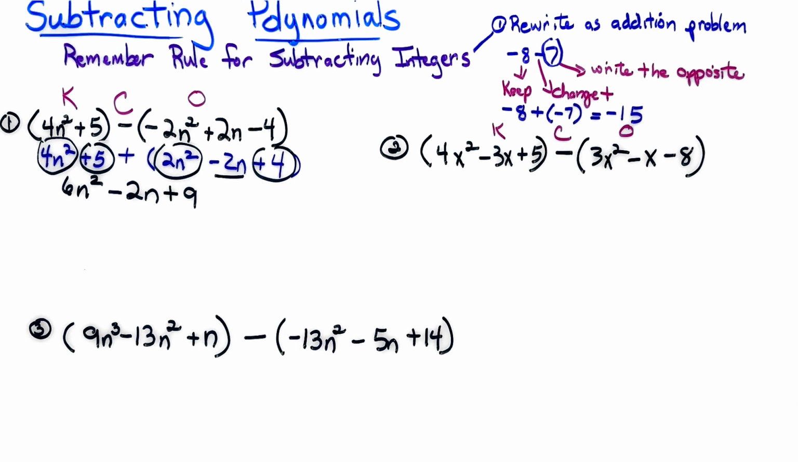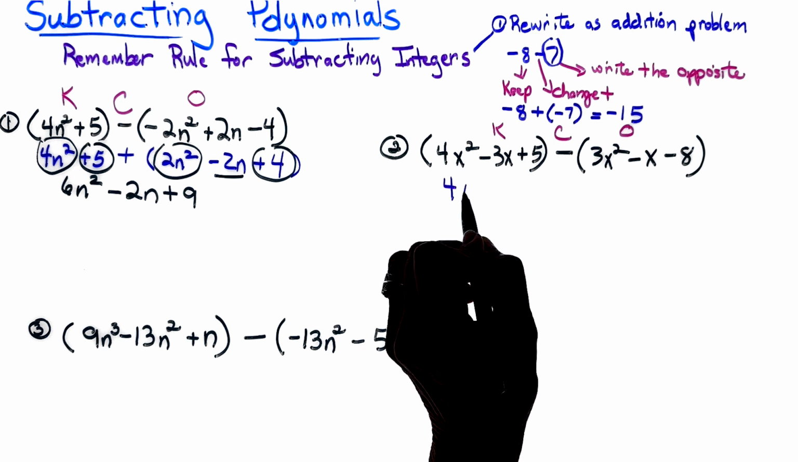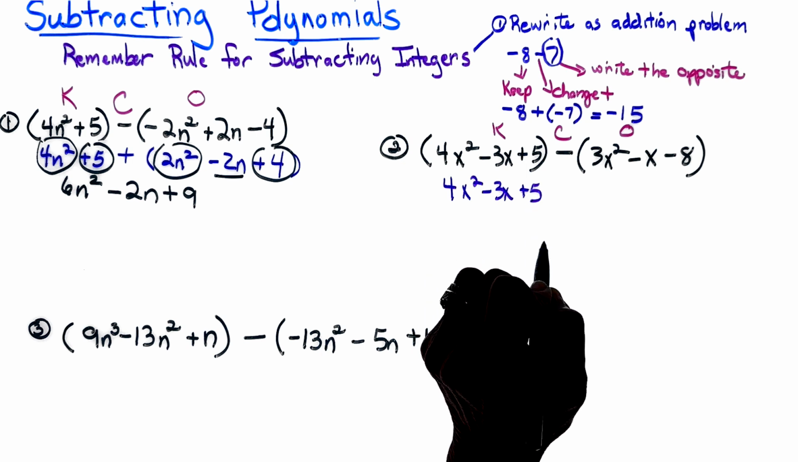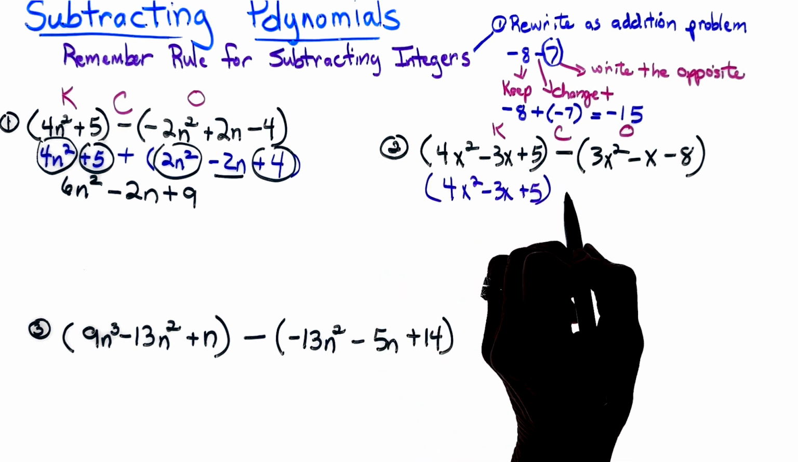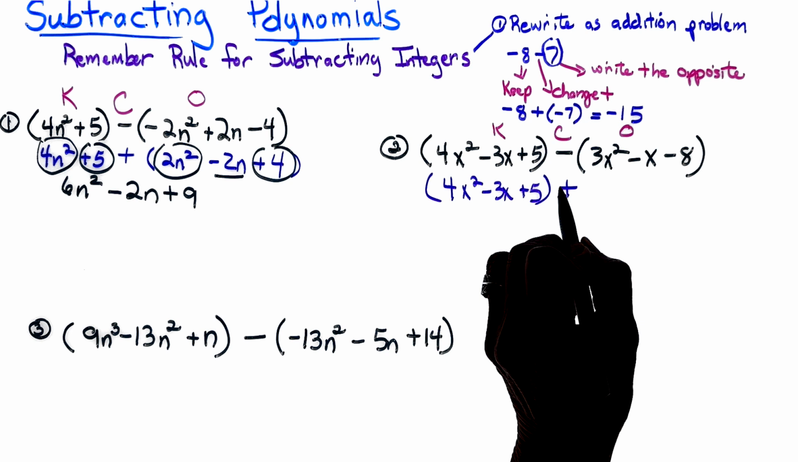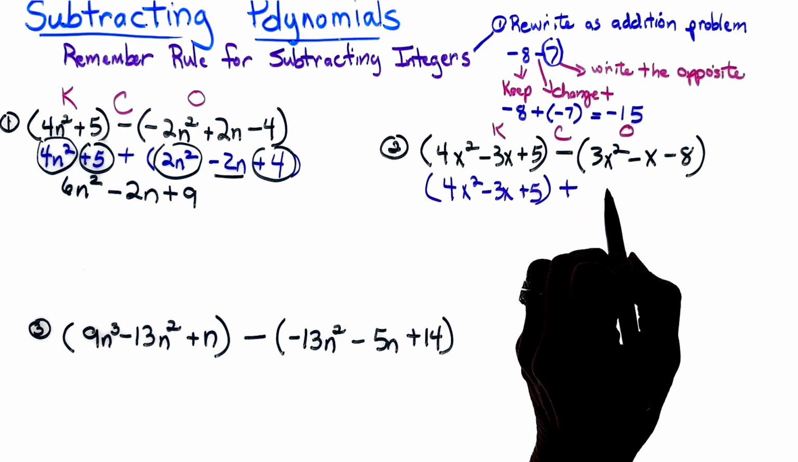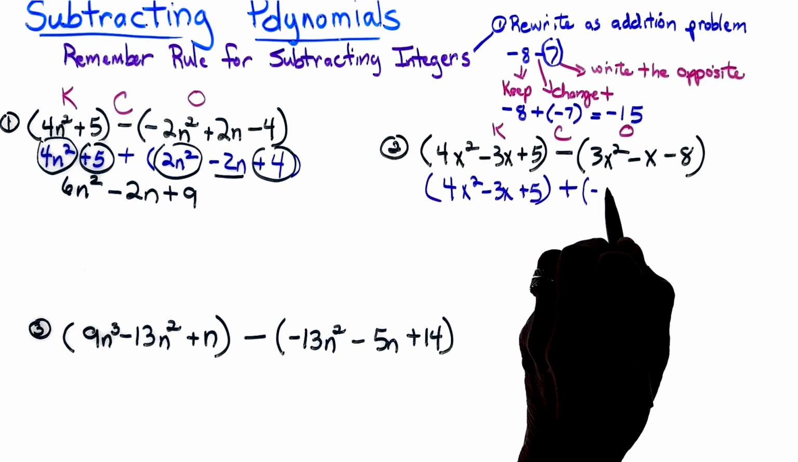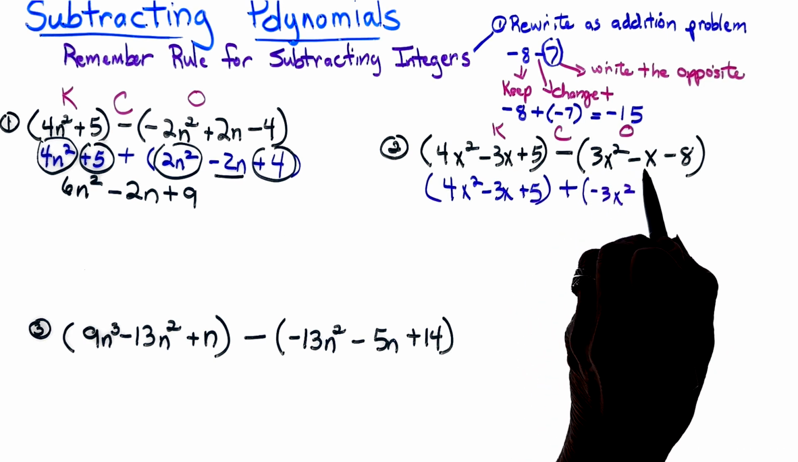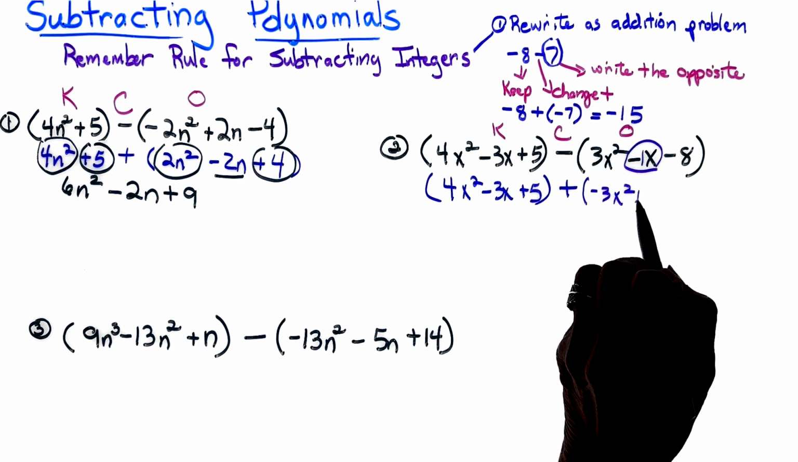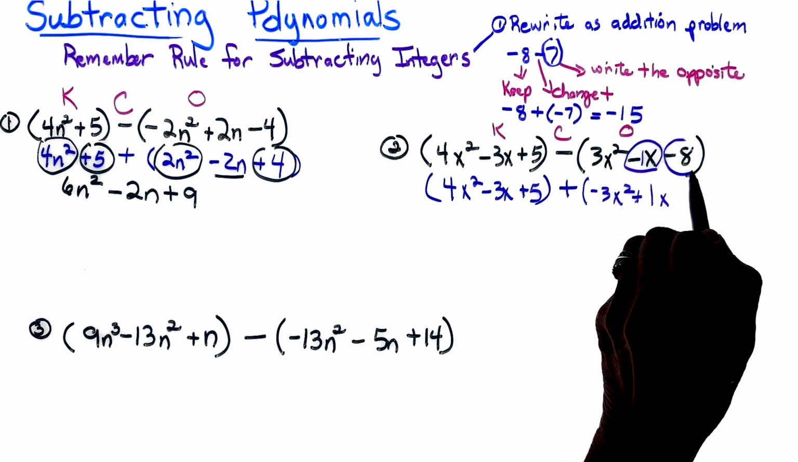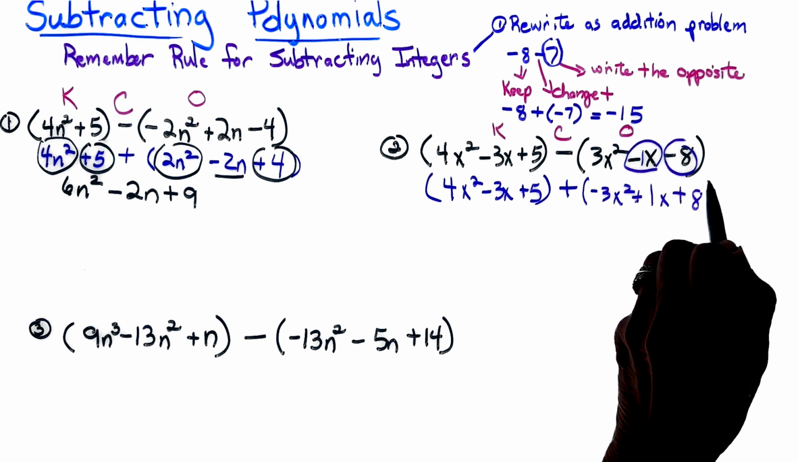So now I'm going to go ahead and write the first one. We do not change anything. And there it is. I'm changing my sign to a plus sign, and everything in here will be the opposite. So the opposite of 3x squared is negative 3x squared. The opposite, we catch the sign in the front, of a negative 1x is a plus 1x. And the opposite of a negative 8 is a plus 8.